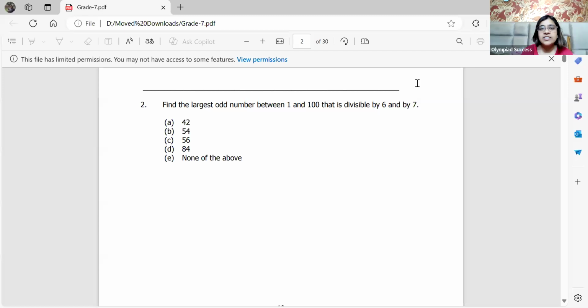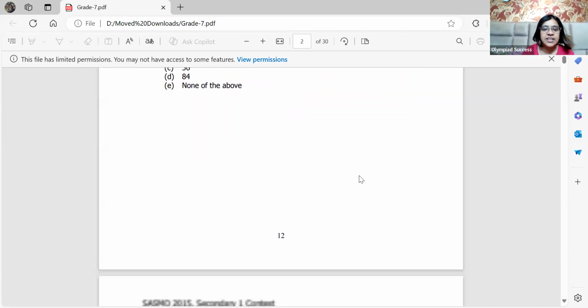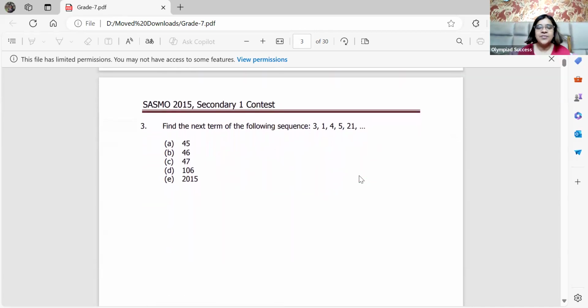So see, anyone who is not aware of the fact that a number divisible by 6 automatically becomes even would definitely go by dividing and checking. But since you're aware of this concept, extremely fast. Okay. Third one.